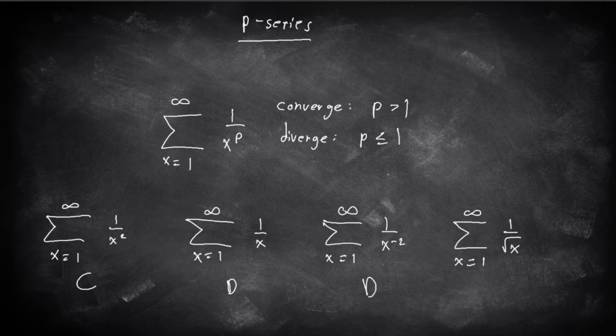That's diverge. The radical is the same thing. A square root is the same thing as power 1/2. So 1/2 is less than or equal to 1. That's diverge. And it's just that simple.